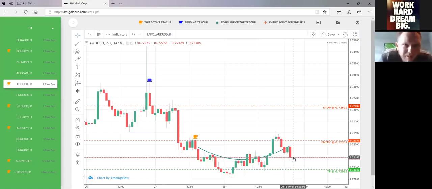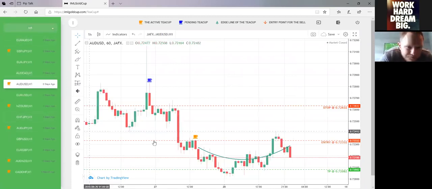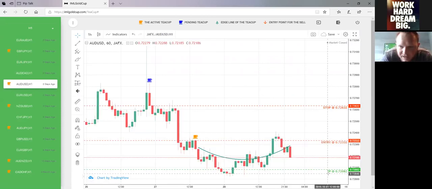You log in, imlgoldcup.com. This is the teacup side. Click teacup. You go over here, scan the market, hourly, 4-hourly, whatever. Right, you go to whichever has the teacup on it. Then you're going to go over here, type in the entry, sell limit, stop loss, take profit.